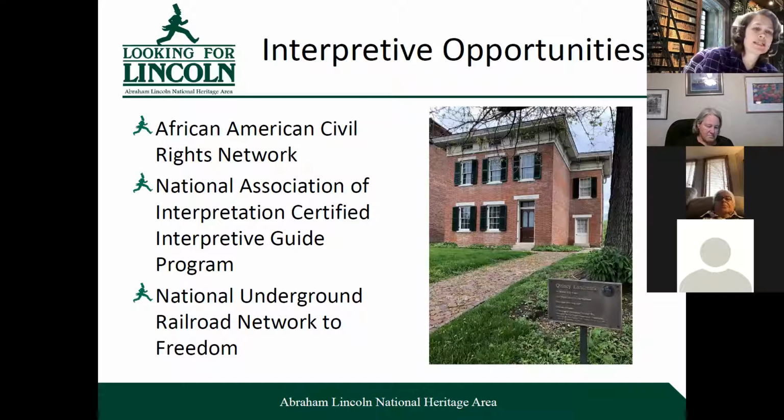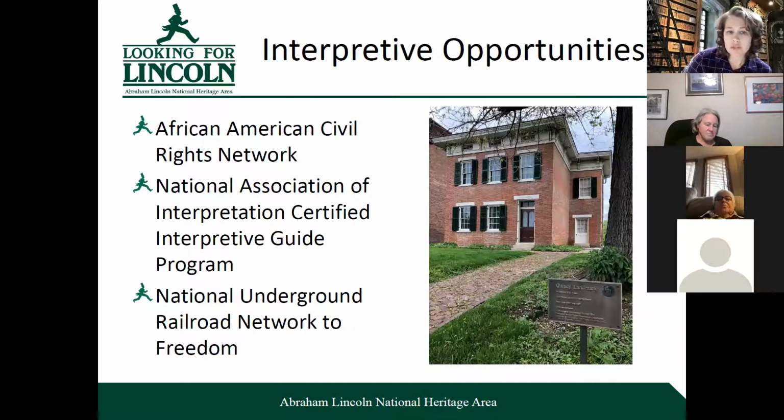Interpretive opportunities that communities can take advantage of. We have the African American Civil Rights Network, which, for those of you who don't know, was authorized in 2017 and is managed through the National Park Service. They are trying to document and tell stories connected to the American Civil Rights Movement.